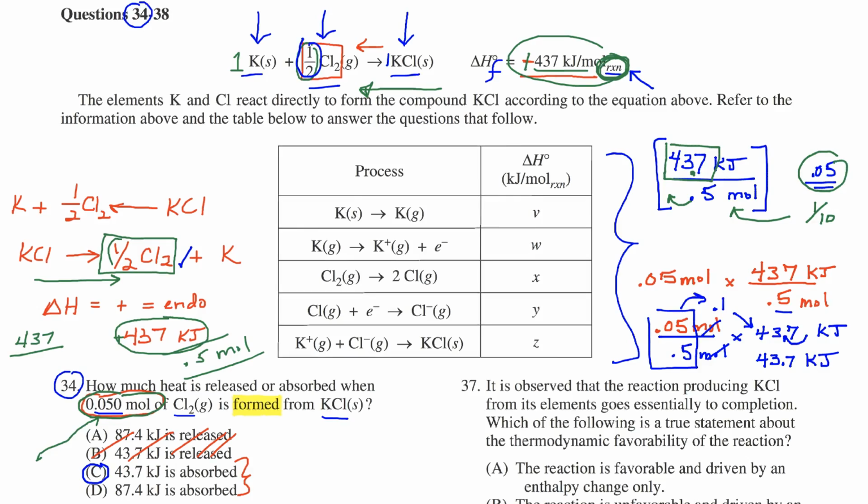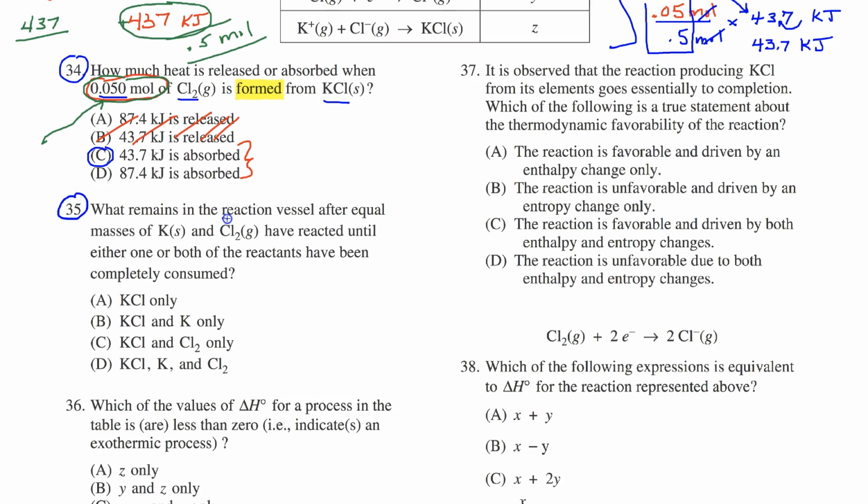On to 35. Number 35: what remains in the reaction vessel after equal, that's important here, equal masses of potassium and chlorine have reacted until either one or both of the reactants have been completely consumed. So this is a limiting reagent problem. They're going to have equal masses of both reactants. We know that the coefficients written in the overall reaction are not a ratio of how heavy, but a ratio of how many. They're moles, not masses.